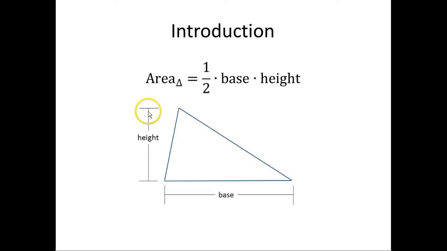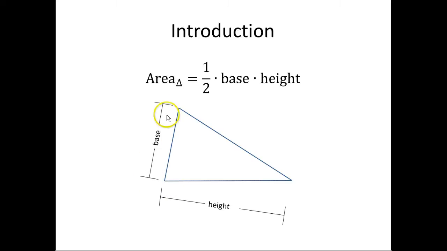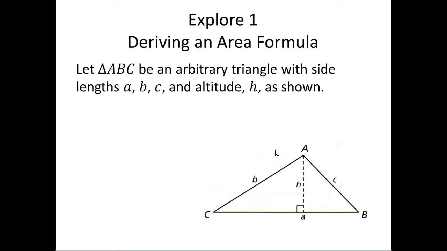This distance here is the height of the triangle, in other words, how tall this triangle is. Or I could just as easily choose this as the base, and then I'm forced to choose this as the height. Either choice will give you the same exact number for the area. Okay, so let's say we have an arbitrary triangle given here.